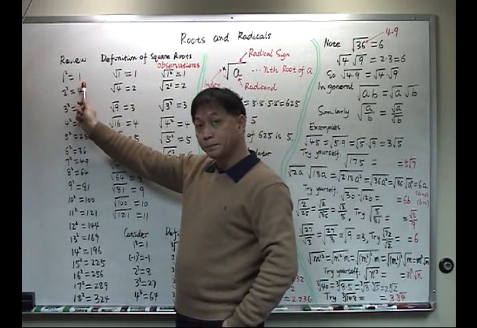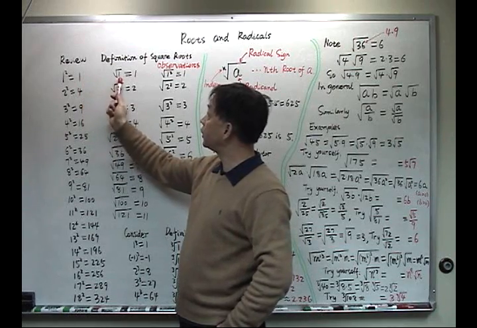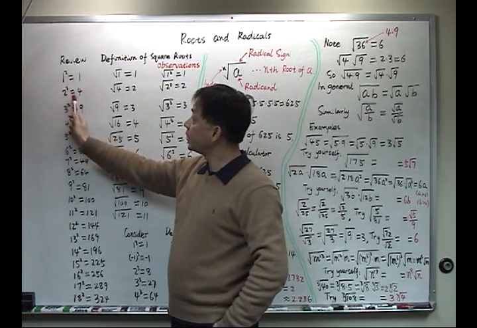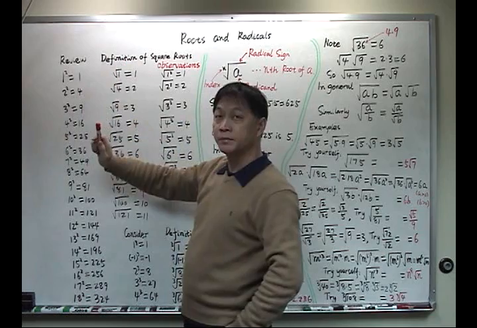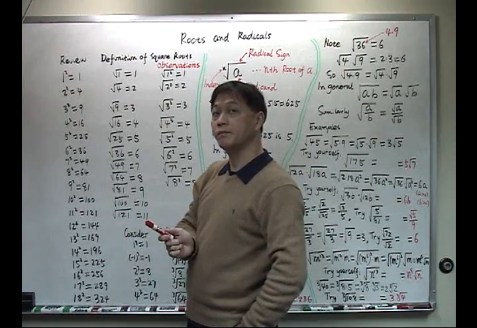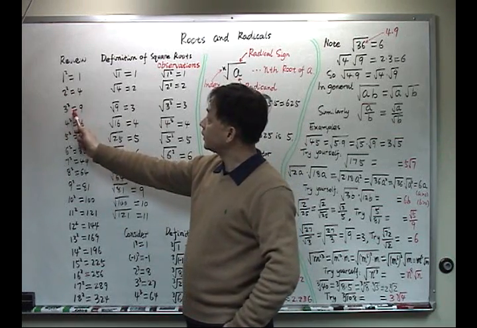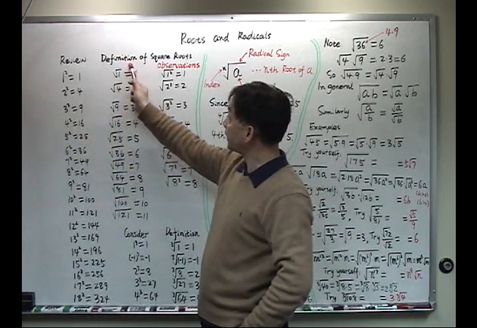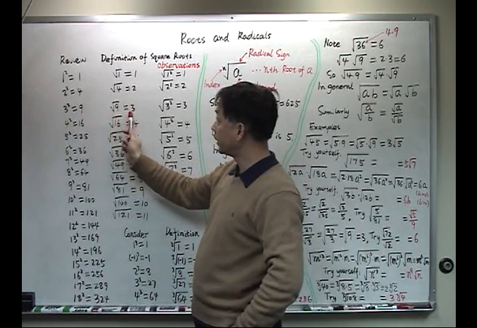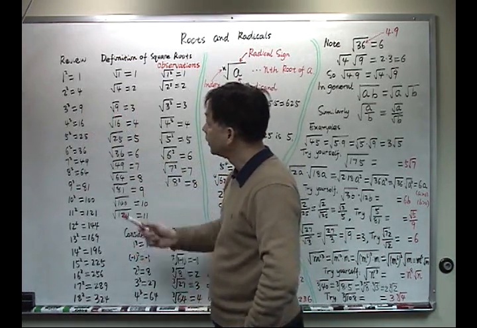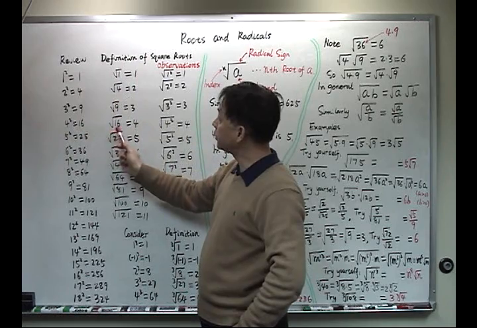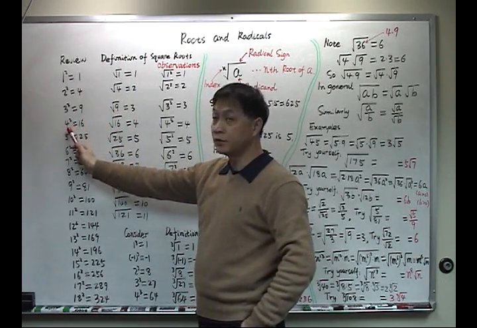1 squared is 1, so go back, radical 1 is 1. From this number, go back to here. 2 squared is 4, then by definition radical 4 is 2. 3 squared is 9, so radical 9 is 3. 4 squared is 16, by definition radical 16 is 4. From this number go back to 4.